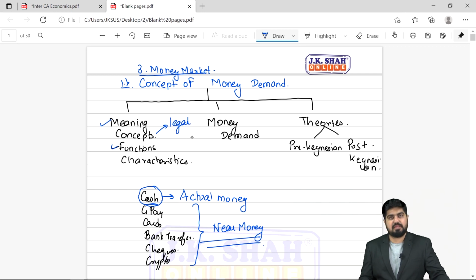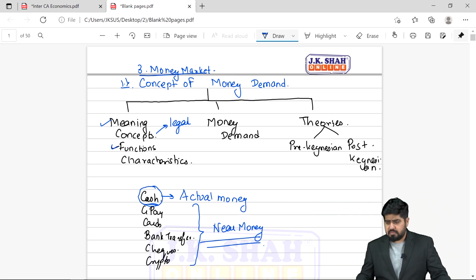Legal tender money. Now what do you mean by legal tender money? It is the form of money which is guaranteed by the government that this is a valid money. Don't worry about it, you can use this money, right? So if you just check the currency note of India, it is written guaranteed by the Government of India. That's why it is legal tender money.